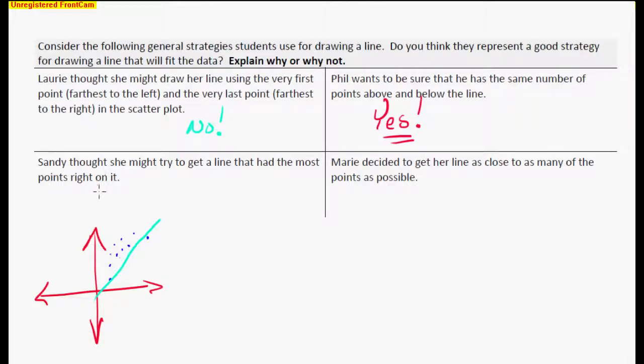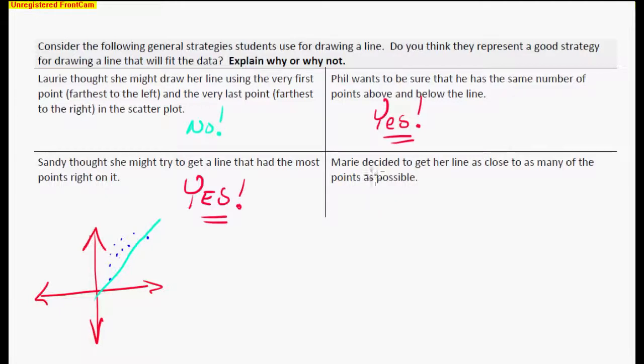All right, so how about this one? Sandy thought she might try to get a line that had the most points right on it. Okay, and if you remember again, back to those original conditions, that was one of the conditions as well. Try to get as many points right on it. So I'm going to agree with that one. Yes. That is definitely something you want to do.